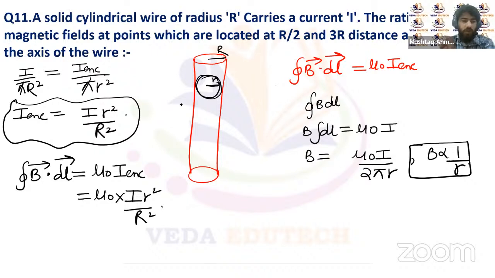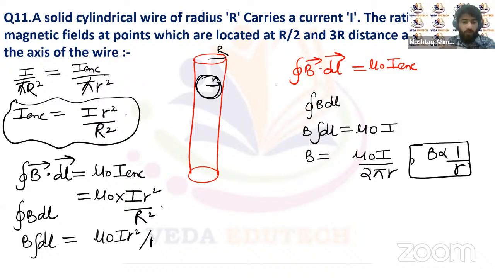So the angle between B and dl will always be equal to 0 degrees. So it means that we can replace this B dot dl with B dl. Now B is a constant on this Amperian loop. At each and every point on this Amperian loop, the magnitude of the magnetic field will be a constant, right? So we'll just take B outside this integral. It will be B integral of dl, that will be mu naught I small r square upon capital R square.